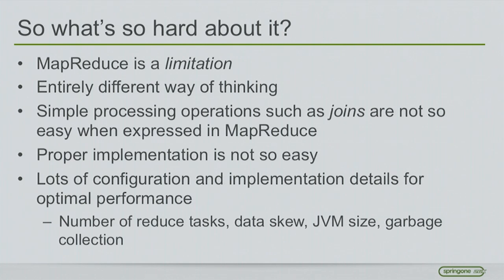There's a lot of configuration variables, implementation details. How many reduce tasks am I going to have? Is my data skewed for these key groups that I'm creating? Is one reducer going to have too much data to operate on? I've got to worry about JVM size. I've got to worry about garbage collection. A lot of different things come into play with that.